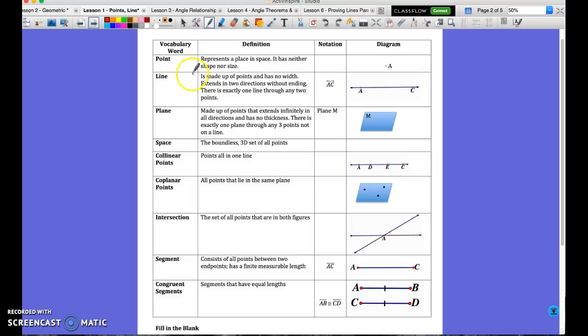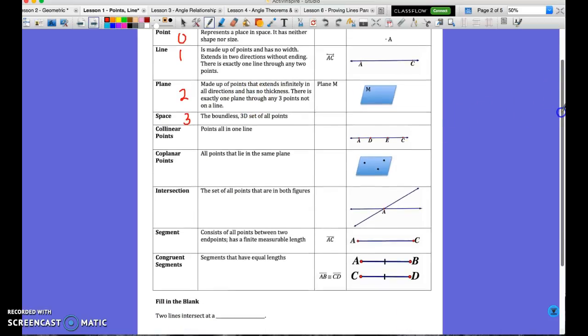So as I mentioned before, we've got a point. It has neither shape nor size. It just represents a place in space. Down here is space. That, of course, is 3D. And then we build, in this case, upwards, no dimensions, 1 dimension, 2 dimensions, 3 dimensions, and we move from a point through to space.